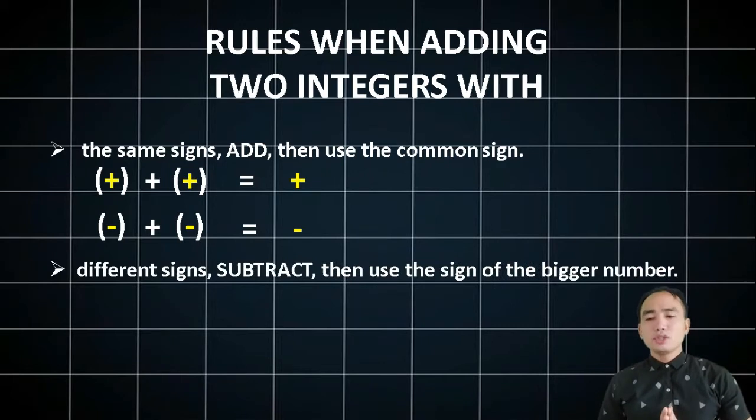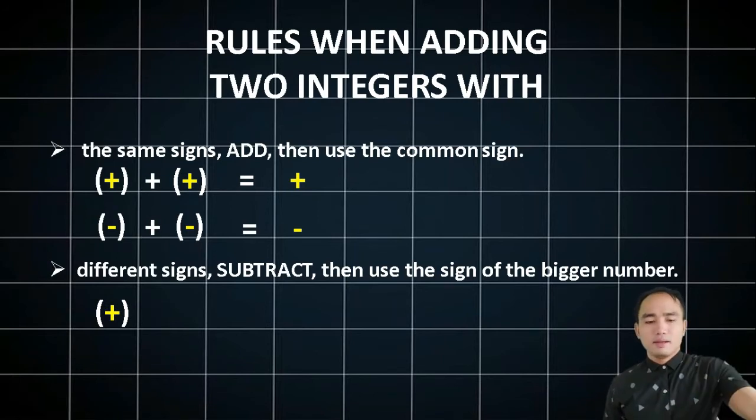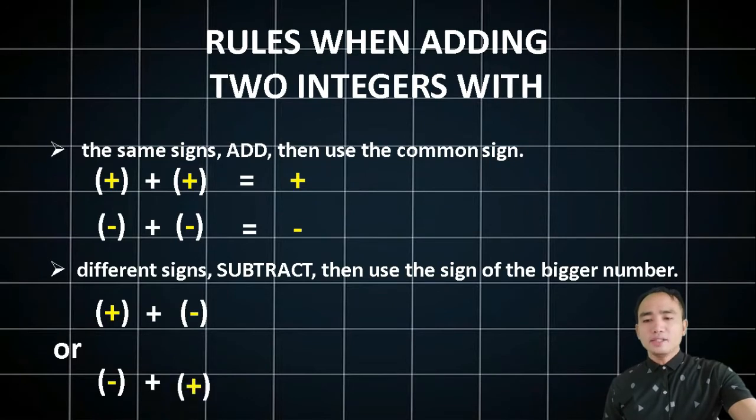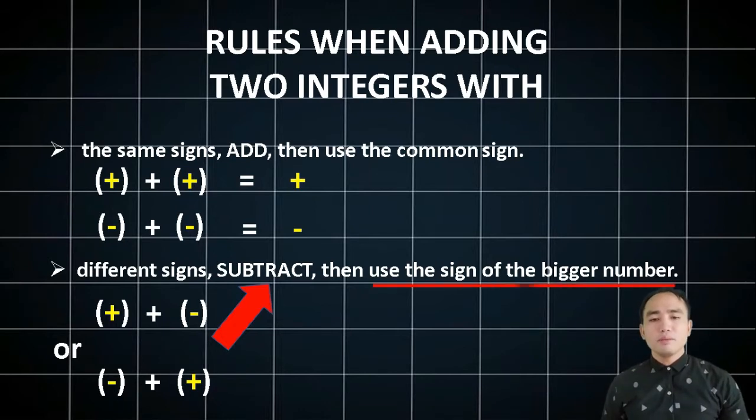While adding two integers with different signs, subtract, then use the sign of the bigger number. For example, if we have a positive number plus a negative number, or a negative number plus a positive number, we have to subtract and then use the sign of the bigger number.